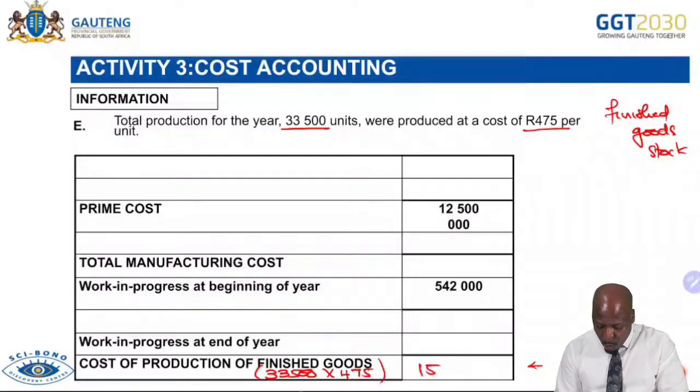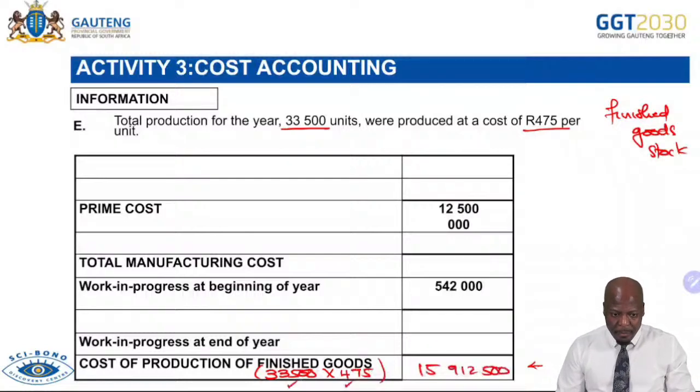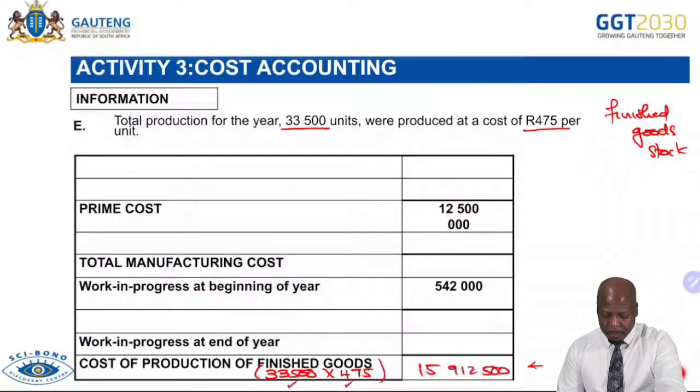Remember, we're saying multiply by that, and it gives you 15,912,500. This is what you get. Now let's complete our production cost statement then.